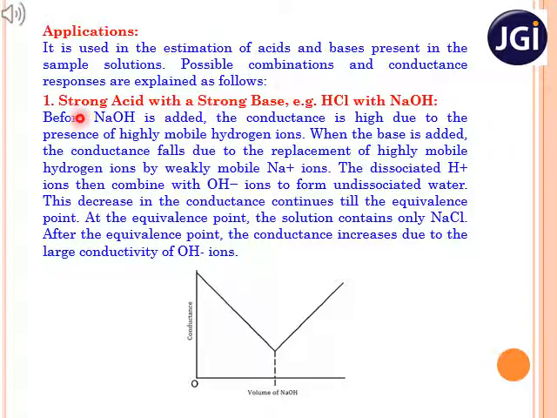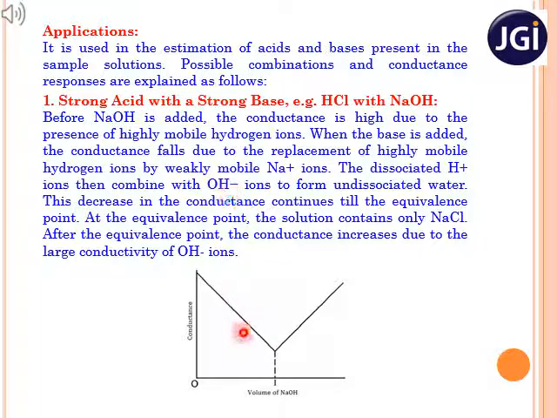The first example is the titration of a strong acid with a strong base, that is HCl versus NaOH. Known volume of HCl is taken in the beaker and NaOH is taken in the burette. Observe the graph given here. Before the addition of sodium hydroxide, the conductance will be high because of highly mobile hydrogen ions or H+ ions. When sodium hydroxide is added, the conductance starts decreasing due to the replacement of highly mobile H+ ions by less mobile Na+ ions. The free H+ ions combine with OH- ions to form water.